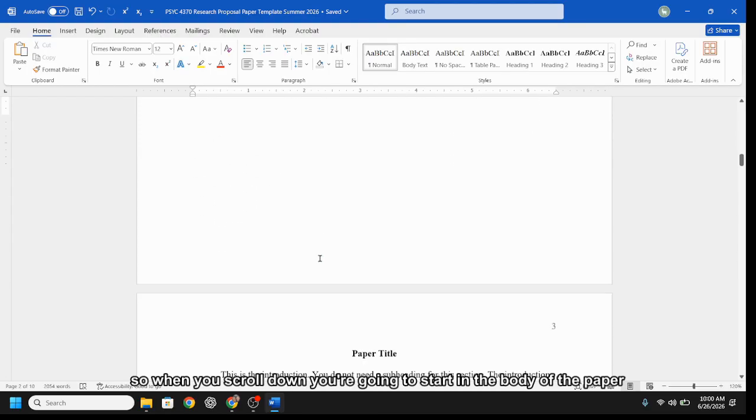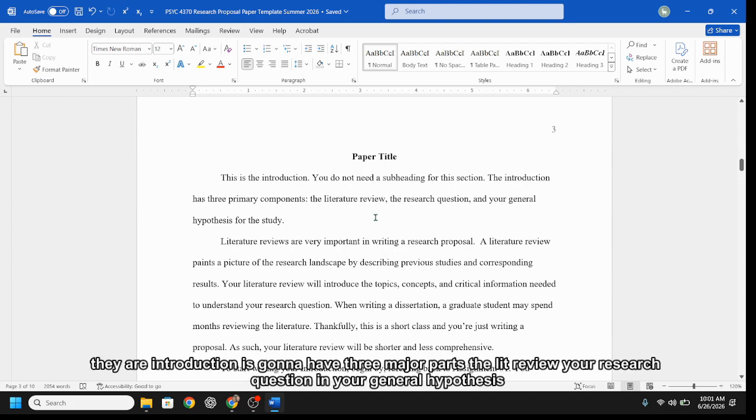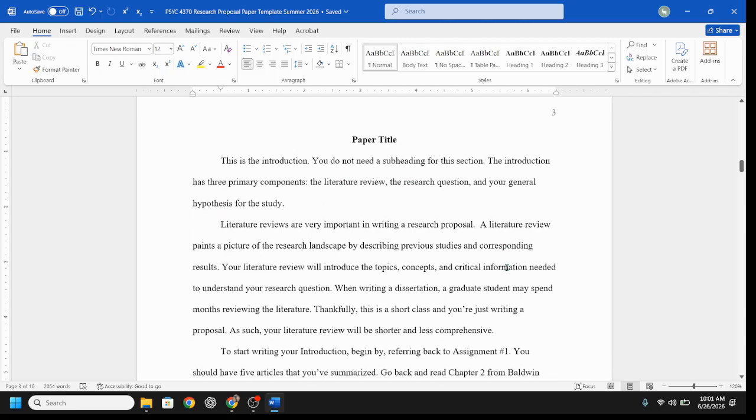So when you scroll down, you're going to start in the body of the paper. You're going to repeat your paper title right here. And then you're going to start your introduction. And per APA guidelines, you don't need a subheader because it's implied that the first thing that you're going into in a paper is the introduction. Now your introduction is going to have three major parts: the lit review, your research question, and your general hypothesis.